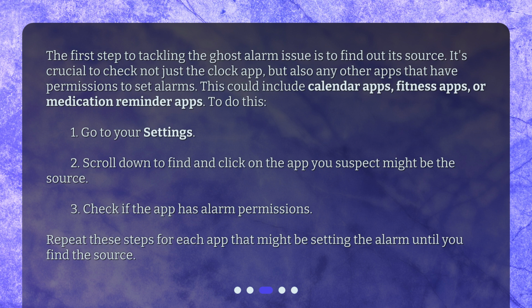To do this, 1. Go to your settings. 2. Scroll down to find and click on the app you suspect might be the source. 3. Check if the app has alarm permissions. Repeat these steps for each app that might be setting the alarm until you find the source.